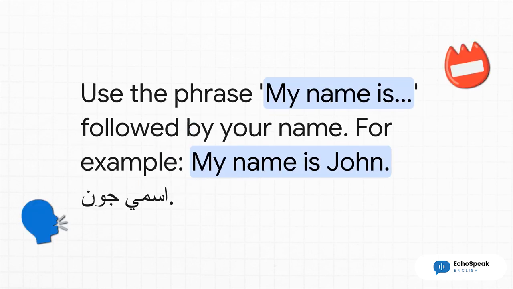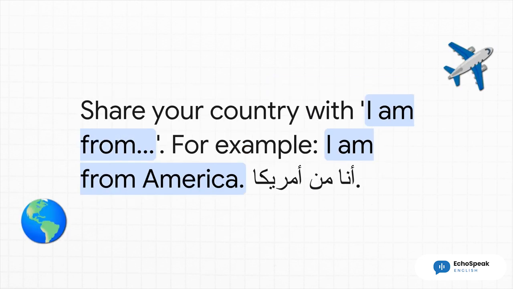Perfect. Remember our first word, name? To introduce yourself, you just say, my name is, and then you add your name. So for example, I would say, my name is John. Now you try it with your name. Go ahead.